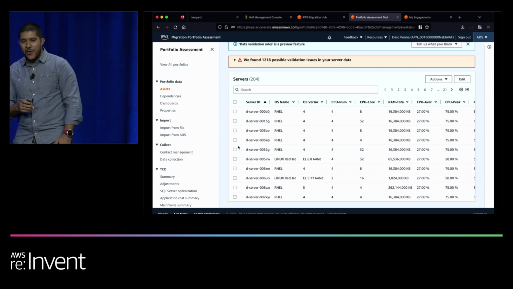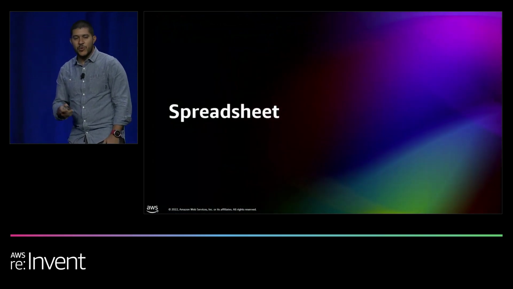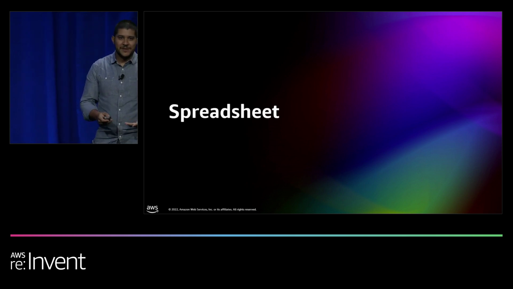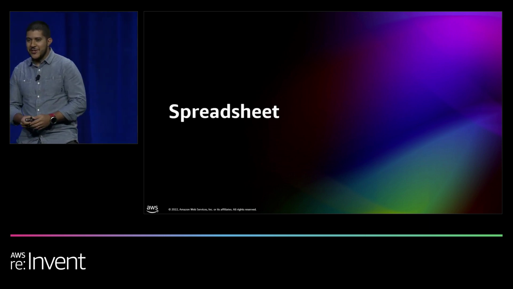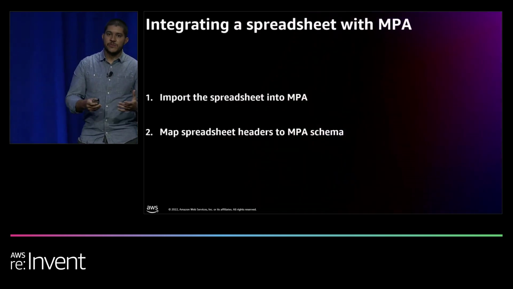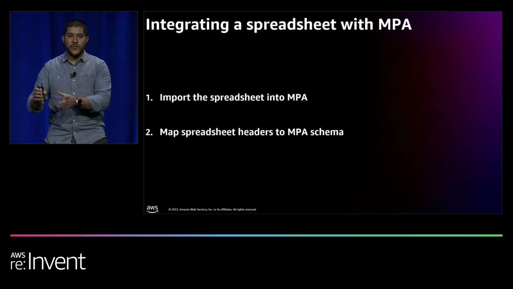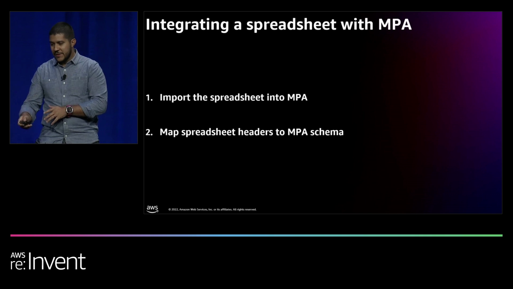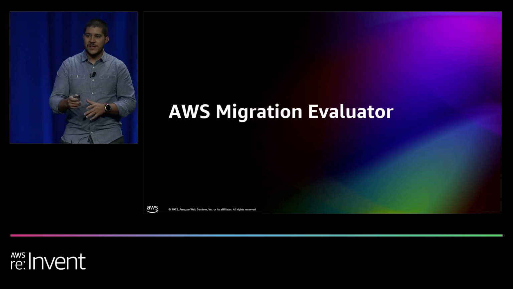But right now, we are going to show you another way to import data, the spreadsheet. Yeah. Who never had to work with a spreadsheet from an RFP and then come up with a TCO analysis? So the spreadsheet is an important feature also, and it's pretty straightforward. We need to get the data, import it into MPA, and then map the spreadsheet headers to the MPA schema. We are going to show you in a few moments, because we are going to talk about Migration Evaluator, since the import is pretty much the same.